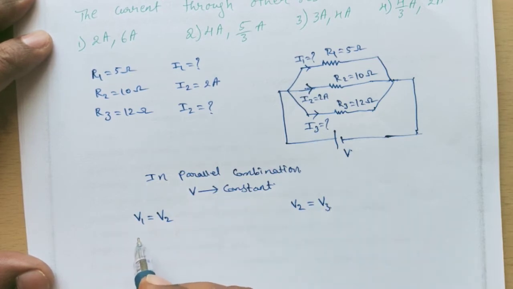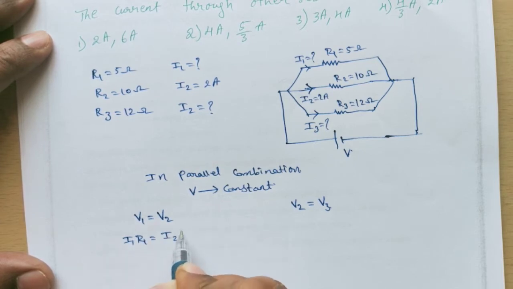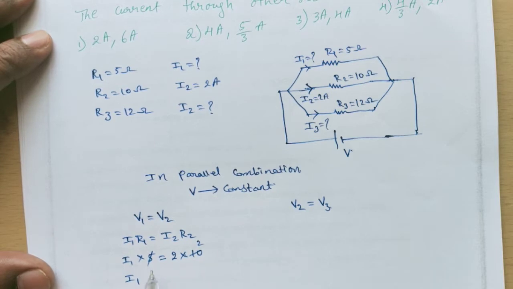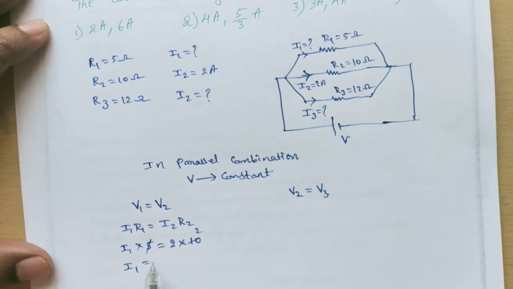So by Ohm's law, V is equal to IR, the formula we know. So here I am representing I1 R1 is equal to I2 R2. So I1 I don't know, R1 value is already 5, I2 is given as 2 amperes and R2 is 10. So students, observe carefully here: this 5 and 10, 2 times cancel. Now I1 value we calculated as 4 amperes. This is one value we have identified.